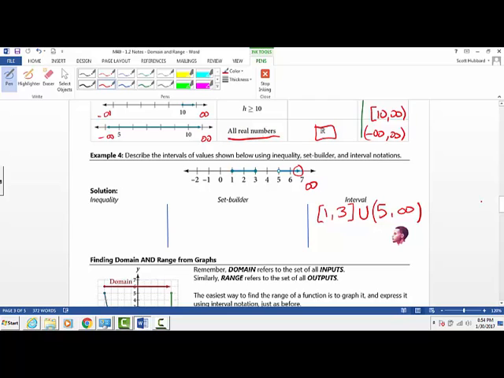Don't worry so much about set builder or inequality. I'll do it real quick. The inequality would be 1 less than or equal to x less than or equal to 3, union the other interval, which would be 5 less than x less than infinity. But we're mainly going to be using interval notation. Okay?